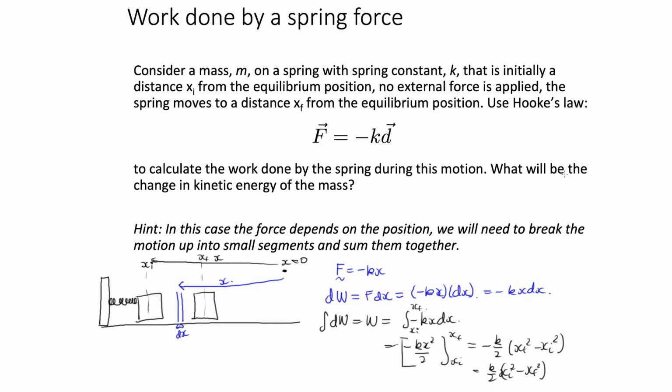Okay, so we're then asked what will be the change in kinetic energy of the mass. Well, the work-kinetic energy theorem still holds, so the change in kinetic energy is equal to the work done, which is equal to k over 2 times (x initial squared minus x final squared). So in this case, because x initial was a greater displacement than x final, we're going to end up with a positive change in kinetic energy, which tells us that the mass is moving faster at this final position, which is what we actually expect for a spring.